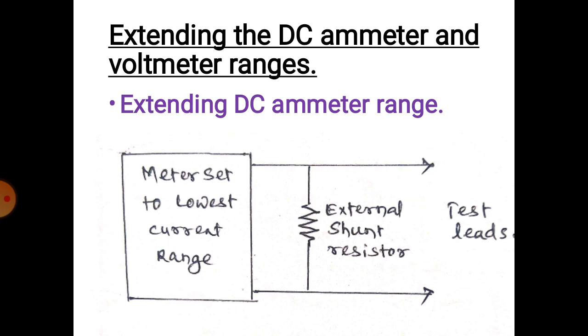So now we are going to discuss extending the DC ammeter and voltmeter ranges. Under this, the first point is extending the DC ammeter range. The range of an ammeter can be extended to measure high current values by using an external shunt resistor connected to the basic meter movement. So usually the lowest current range.